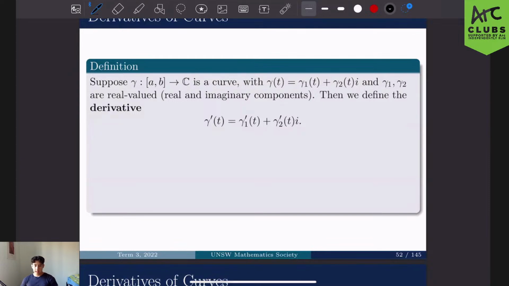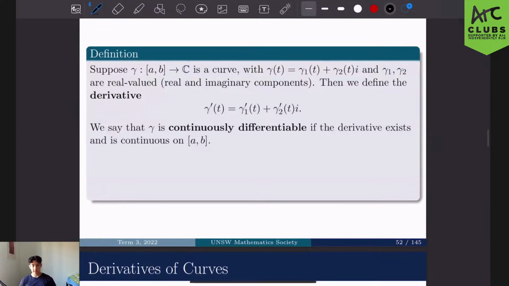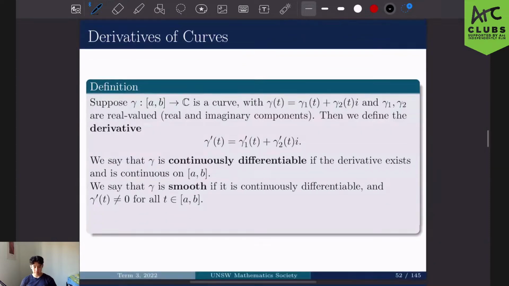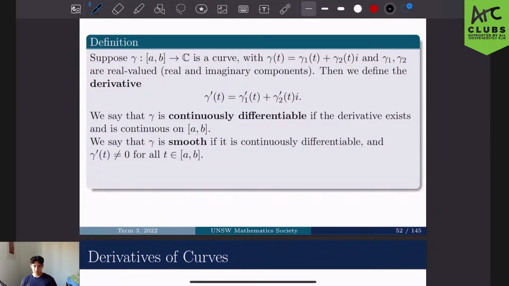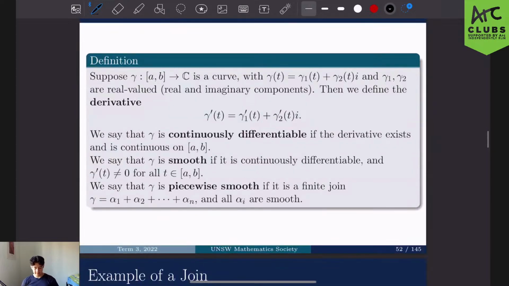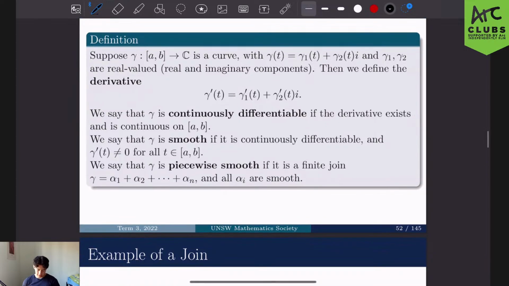Alright, so we have the derivative. Basically we've just split it into the imaginary and the real components, and we've taken the derivative here. And we say that it's continuously differentiable if the derivative exists and is continuous on this interval here. And we say it is smooth if it is continuously differentiable and the derivative is not equal to 0 for all values in the interval. And we say gamma is piecewise smooth if it is a finite join of all of these which are smooth.